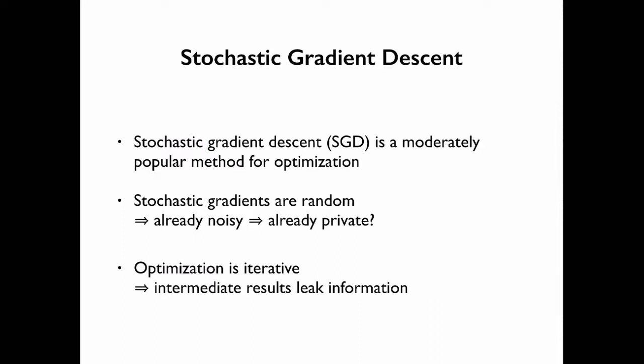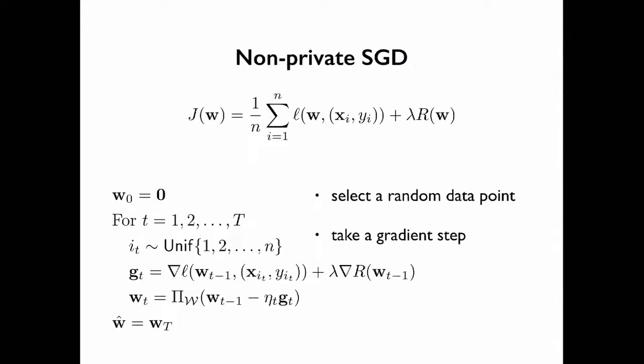The problem is, of course, that in SGD, I keep updating my predictor variable, or updating the weights in my network, and these updates might be leaking information about the training data. So how does non-private SGD work? This is just for context, so we're all on the same page.